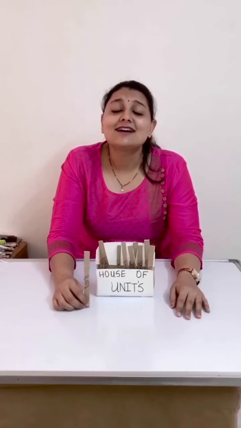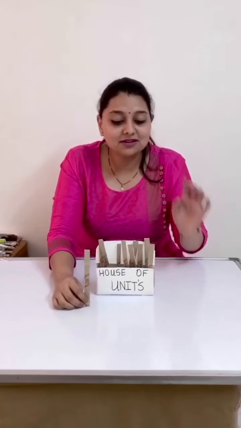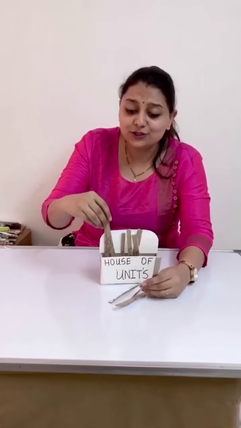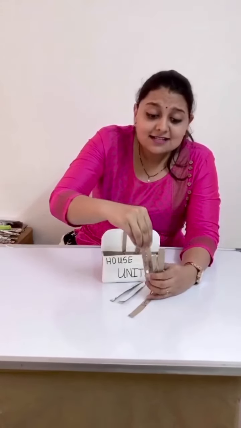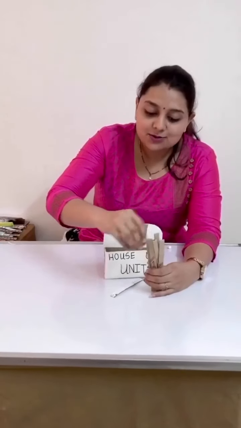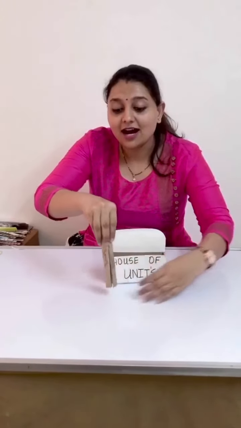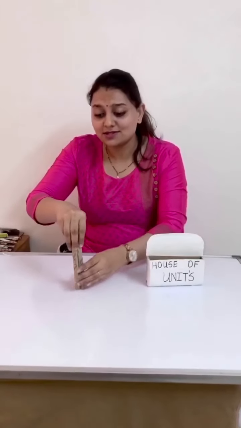So the number ten starts crying. I wanted to stay with all my friends from number one to number nine. I don't want to stay alone. So all the numbers come out from the house of units and tell the number ten, please don't cry, my dear number ten. We all will stay together in a new house. As you are not allowed to stay in the units house, we will find some other house where we all can stay together. So they are running and searching for a new house.